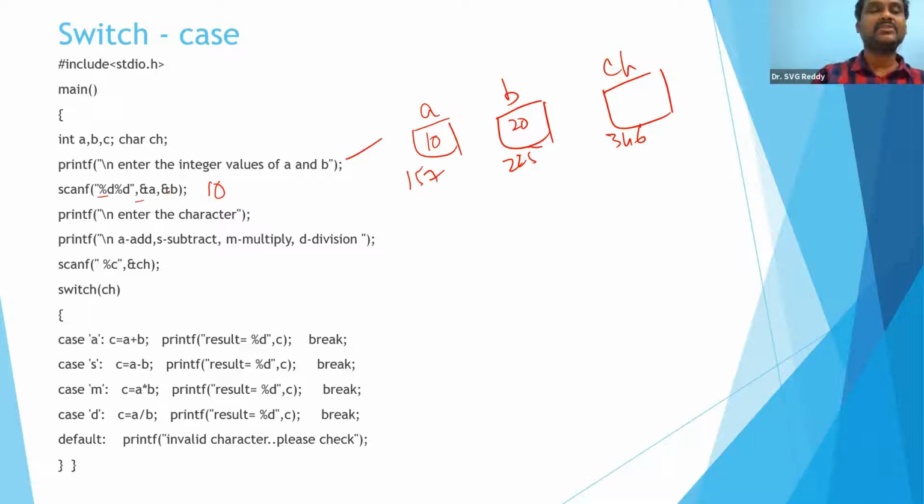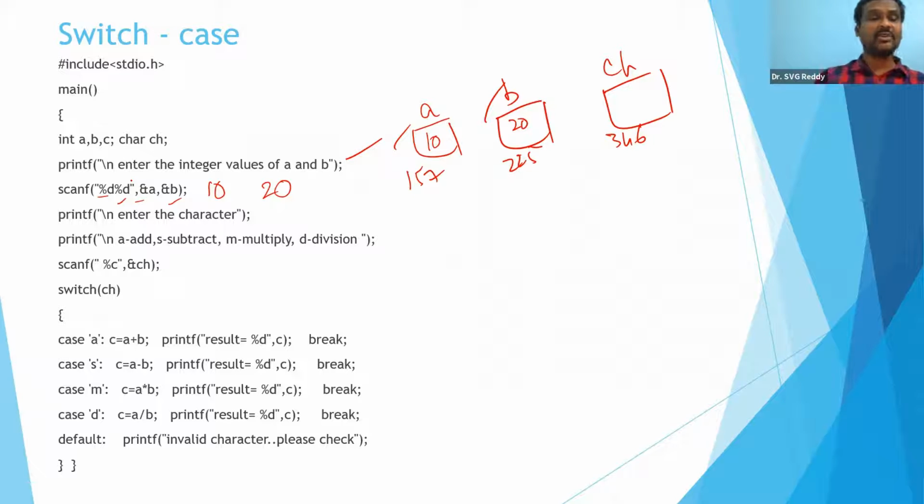Then it takes, soon after the double quotes, the first value, which will go to the first one, address of A. So it will go here. And then enter the next value, 10 space 20 or 10, enter 20. The next value will be given to the address of B. And then the next %d. Try to understand slowly. Now enter the character.